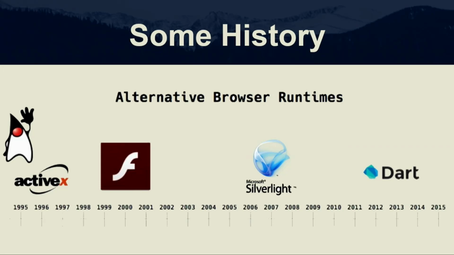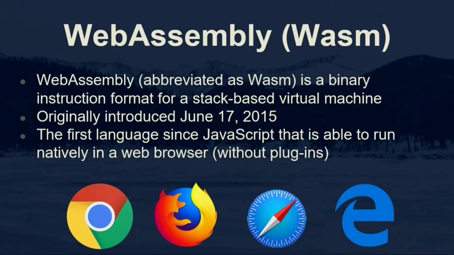It's an instruction format for a stack-based virtual machine, which, I mean, that doesn't mean a whole lot. .NET itself is a stack-based virtual machine. But it basically allows you to build a runtime environment that can run in a certain memory space. And in this case, it was designed for the browser. It was originally introduced in 2015, so it's actually been around for a while. And the cool thing, I guess, is that it's the very first language since JavaScript that's been designed to run natively in the browser. There is no other language out there other than JavaScript which has this capability.